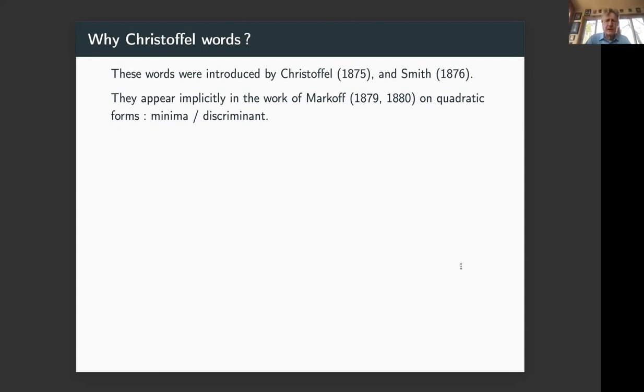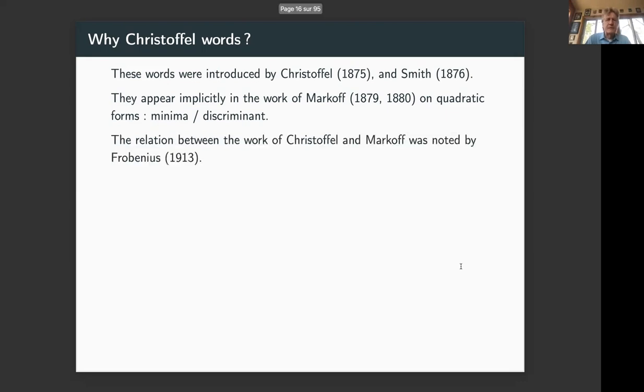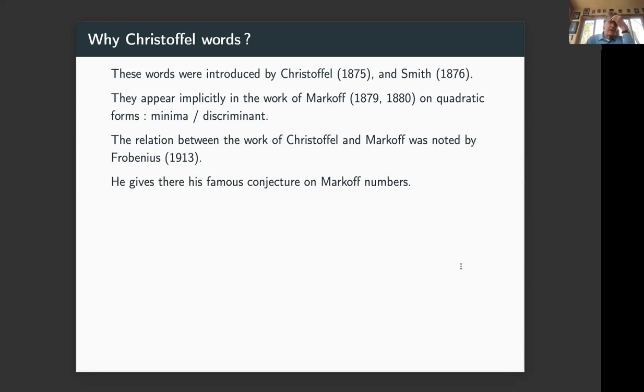I will not give details here, but Markov was certainly not aware of the work of Christoffel and Smith. He was a very young mathematician at this time. But it was noted by Frobenius somewhat later, in 1930, that there is a relation between the work of Christoffel and Markov. And in this article by Frobenius, he gives his famous conjecture on Markov numbers.